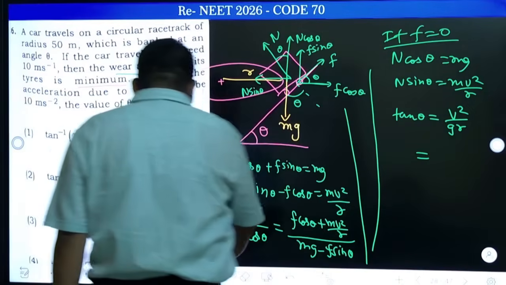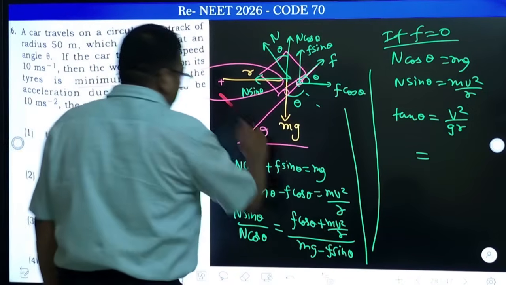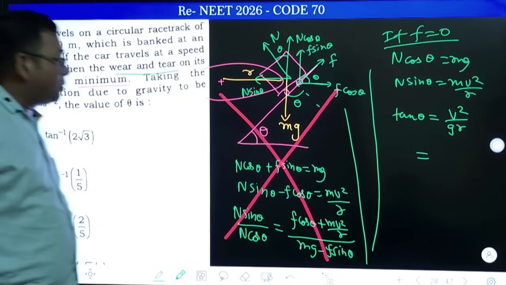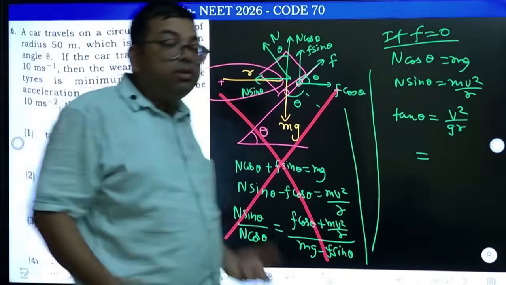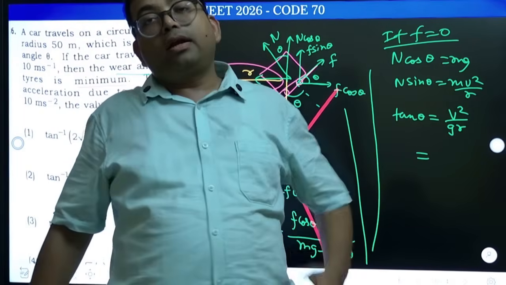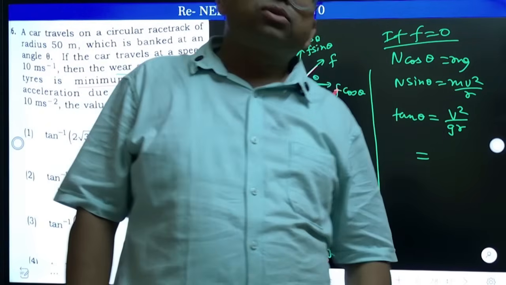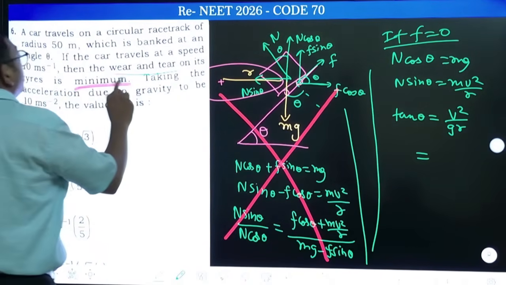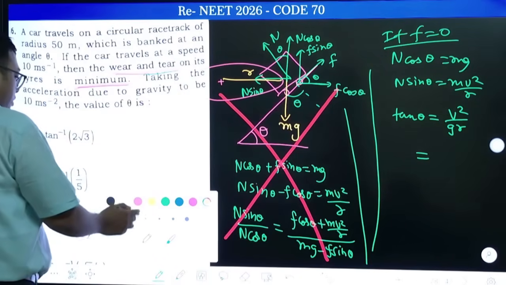So we don't have to think much. No need to think. But we could have thought if they had given the coefficient of friction and everything, and then asked to calculate speed. This word is very important. Minimum wear and tear means friction is 0. Let us take 0 friction.